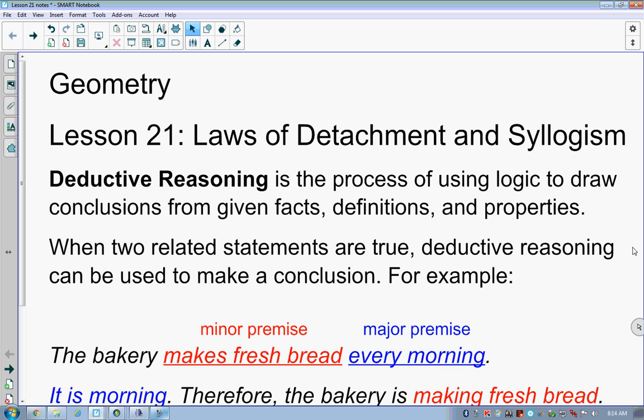Basically what this is dealing with is deductive reasoning. A lot of it is still working along the lines of not necessarily if-then statements, but not too far off of that.